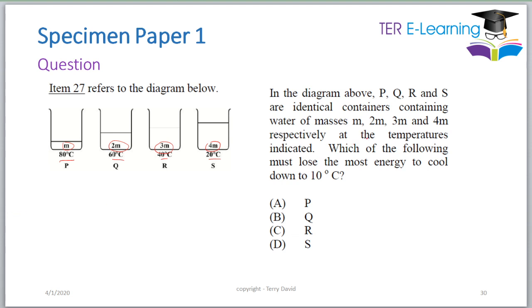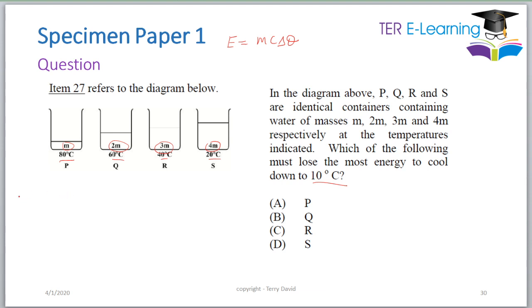What do we want here? Which of the following must lose the most energy to cool down to 10 degrees Celsius, right? So each of these liquids, they want to reduce the temperature to 10 degrees. And which one will lose the most amount of energy? So if we're talking about energy here, and we're just talking about a change in temperature, we're going to use the formula E is equal to MC delta theta, right? That's a formula you all need to know.